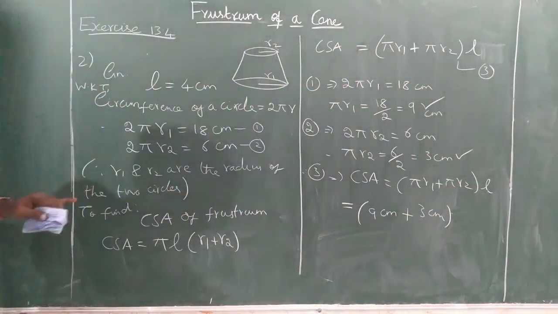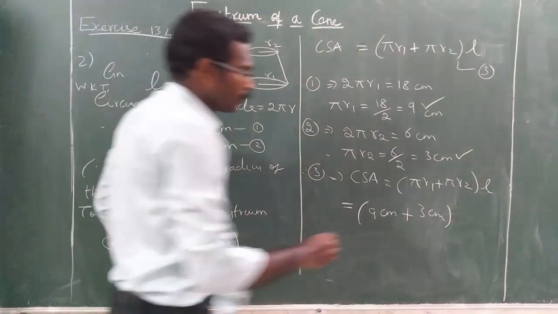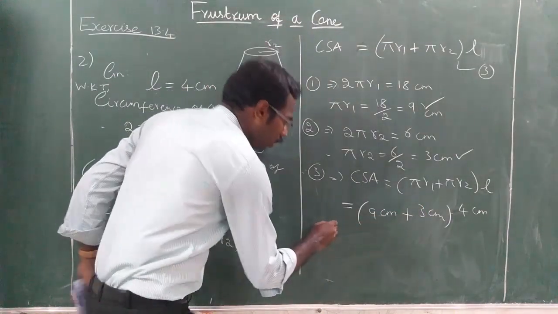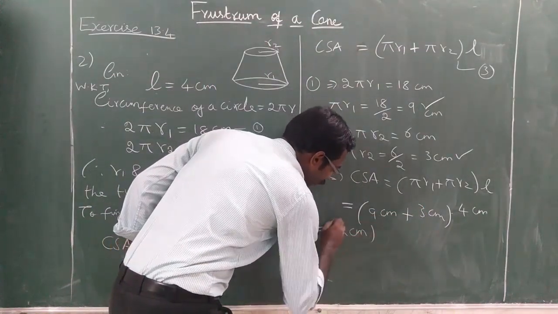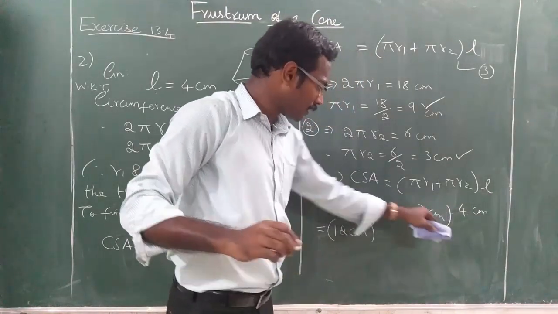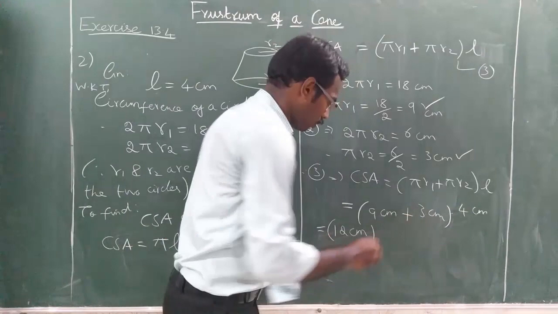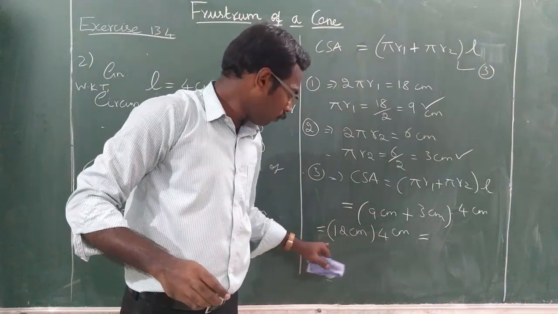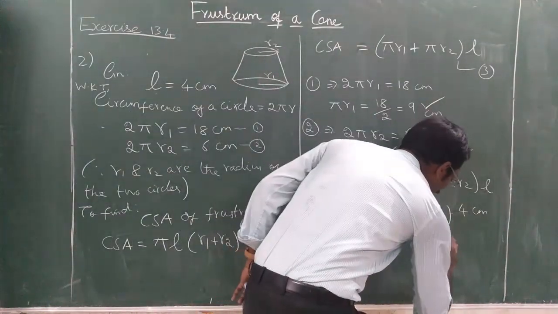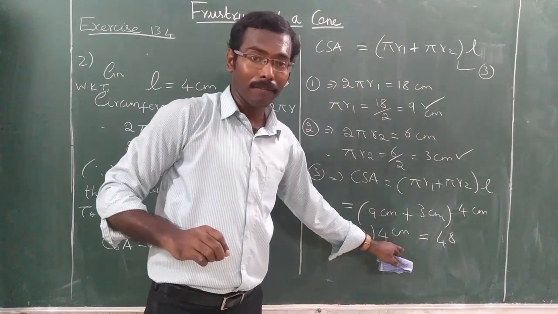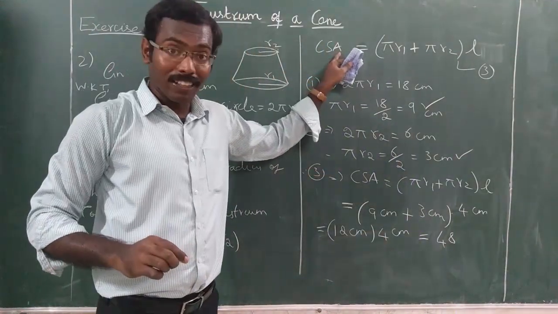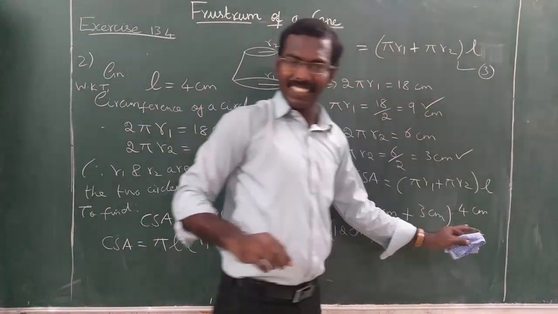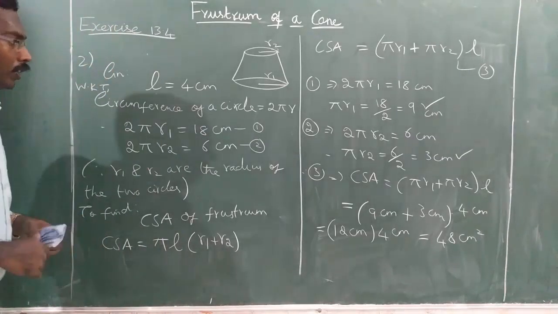Slant height, what is L? It is given, L is equal to 4 centimeter. So 9 centimeter plus 3 centimeter is 12 centimeter, into 4 centimeter. 12 into 4 is 48 centimeter squared. This is area, so centimeter into centimeter is centimeter squared. Very easy, isn't it? That's all. This is the answer. See, you know the formula.